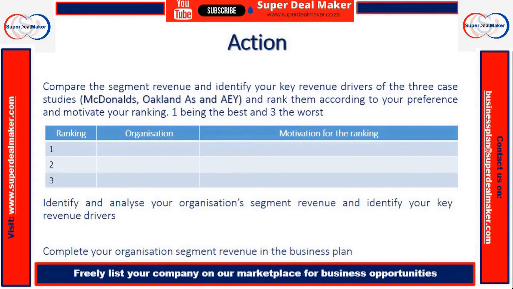Complete the assignment. Compare how the topic is addressed in the three movies and rank them according to your preference on how the characters and the organizations dealt with the topic, and motivate your ranking, 1 being the best and 3 the worst. Analyze this topic and its applicability to your situation and industry. Write up your analysis to meet the requirement of the industry you're operating in. Update the relevant section in your business plan.